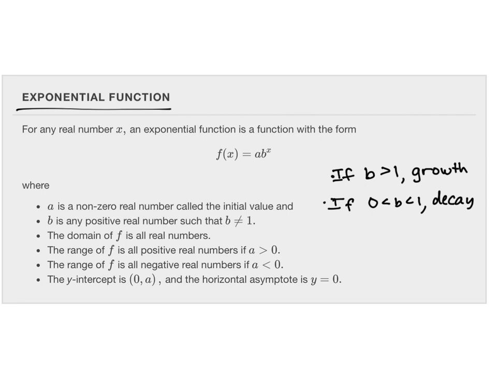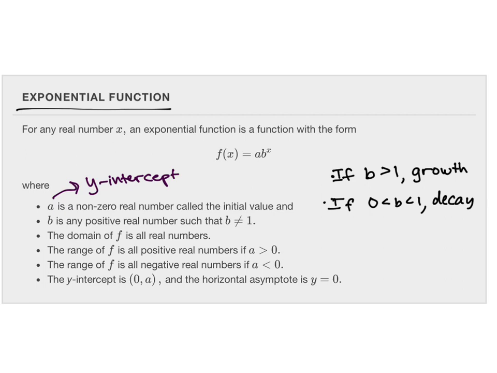You can see that a is a non-zero real number called the initial value. Another thing you might want to write on your notes is that a is the y-intercept. It's called the initial value because it's the starting point. It's the y-intercept.